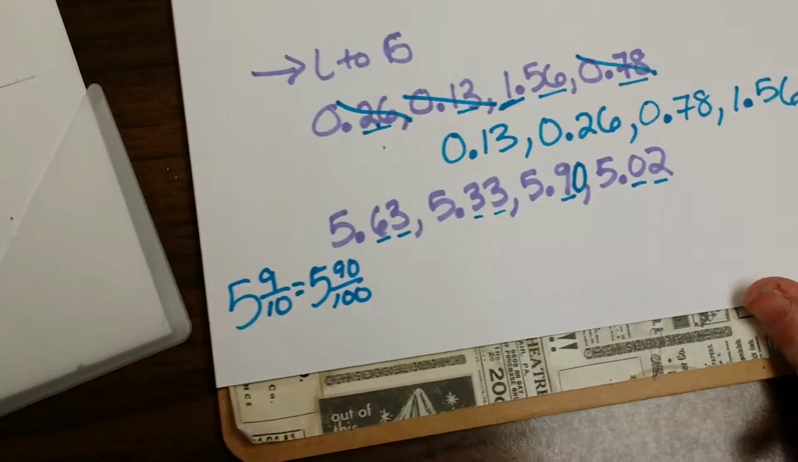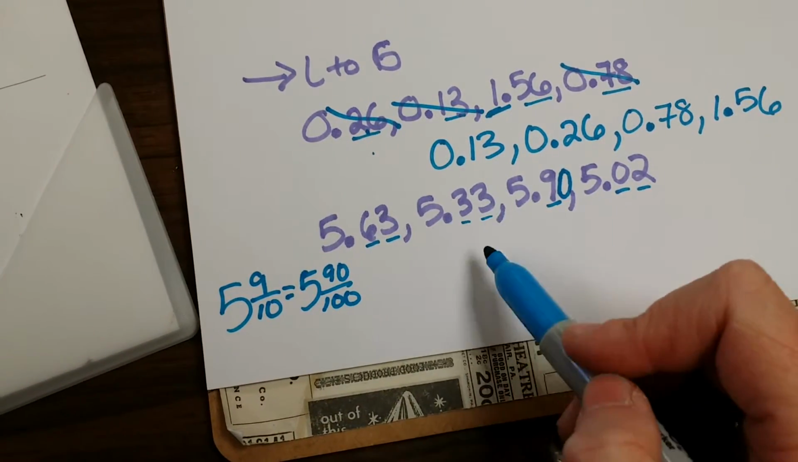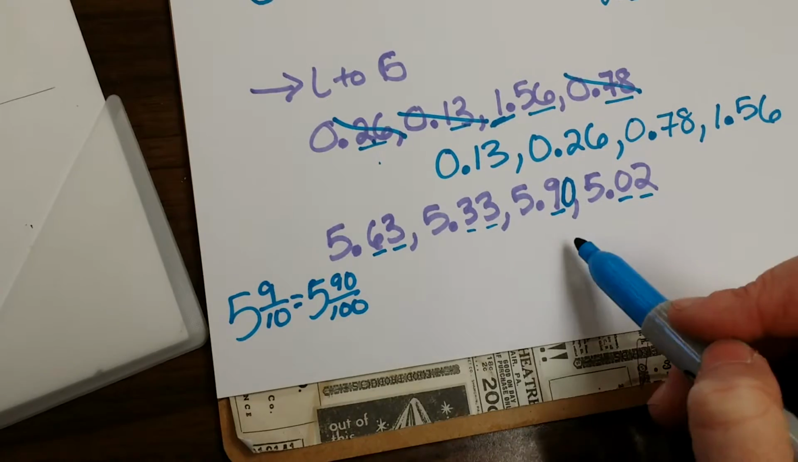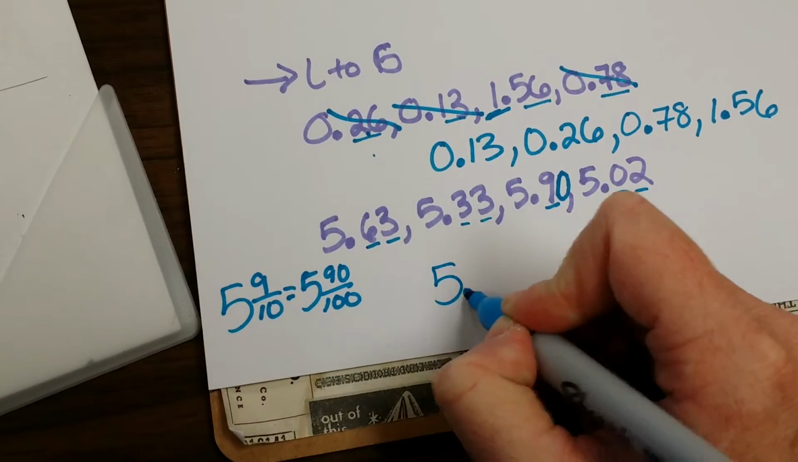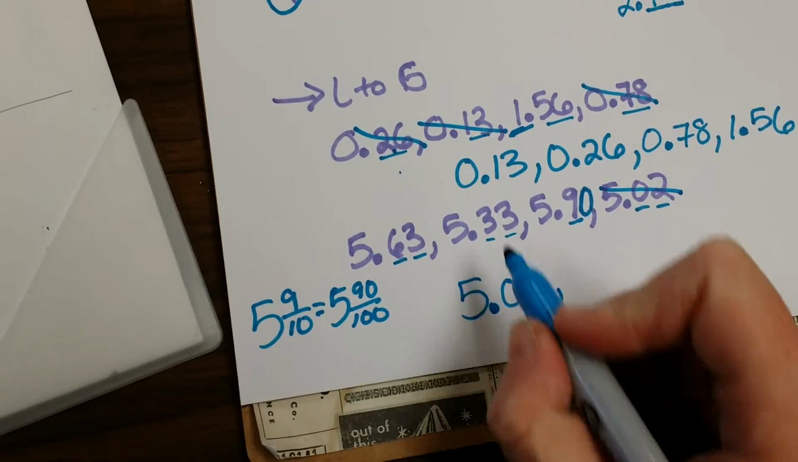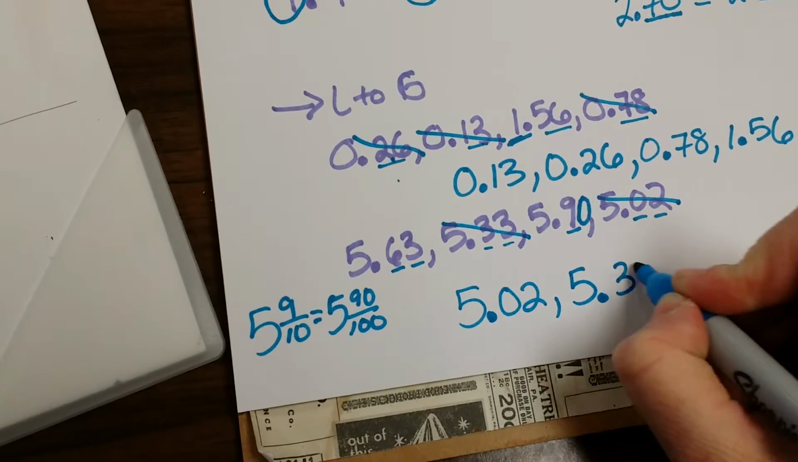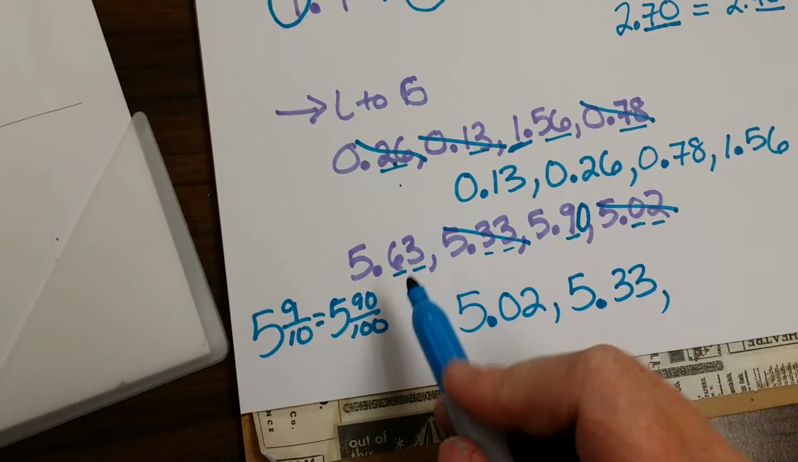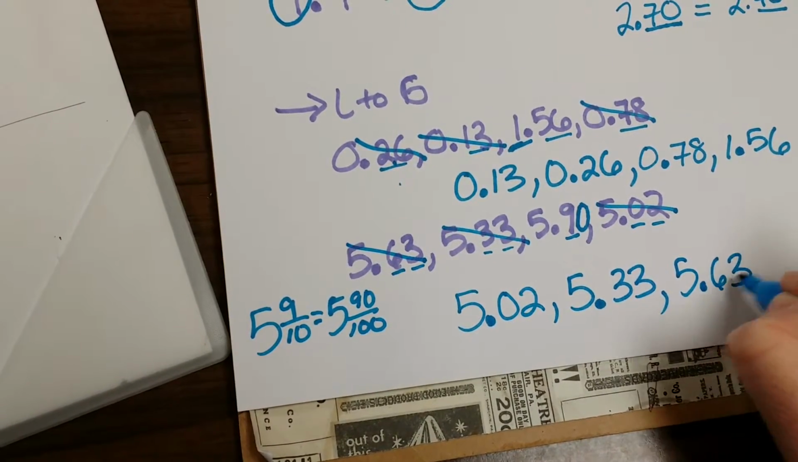Okay, so now let's look at it. Which one's the smallest? 5 and 63 out of 100, 5 and 33 out of 100, 5 and 90 out of 100, or 5 and 2 out of 100? Well, 5 and 2 out of 100 would be the smallest, 5 and 2 hundredths. Okay, followed by 5 and 33 hundredths. Okay, then followed by 5 and 63 out of 100.